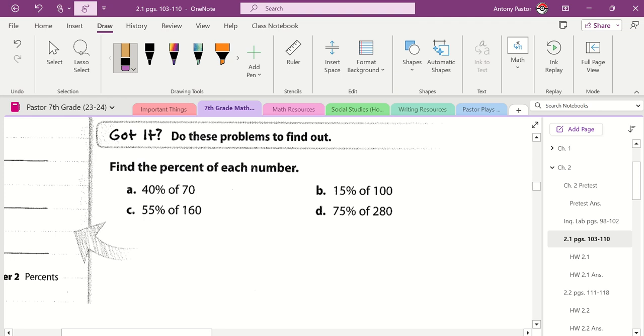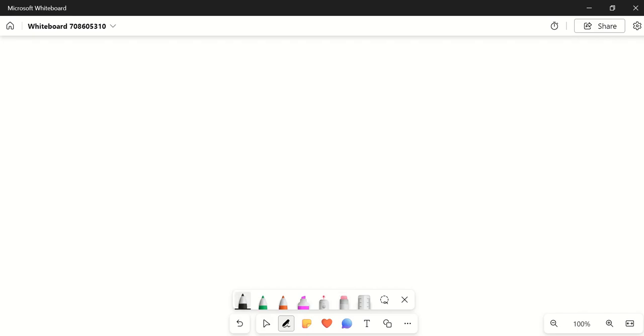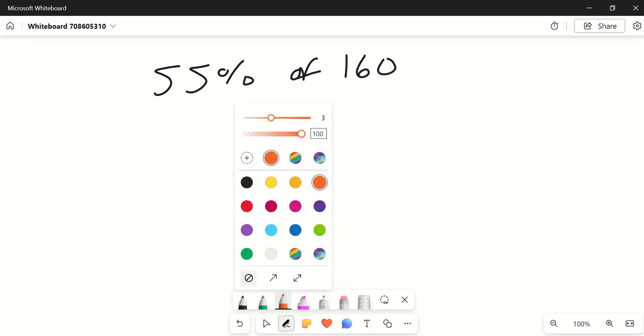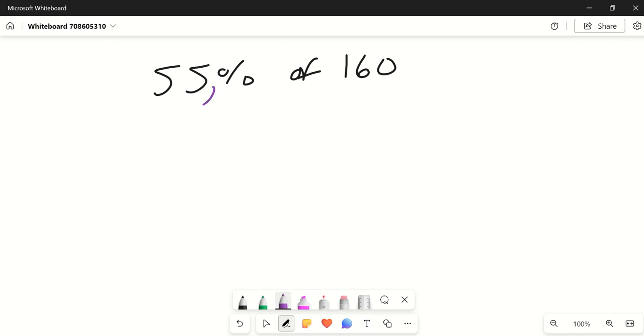55% of 160. Now, anytime it's 50% of something, you can just divide it by 2 and have it. But this is asking for 55% of 160. I'm going to use the decimal method on this one. I'm going to change the color. 1, 2. This will become 160 times 0.55.